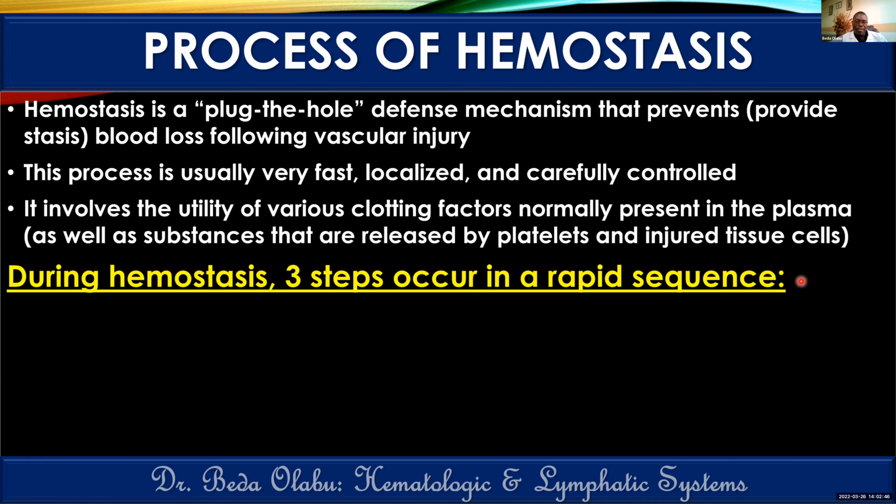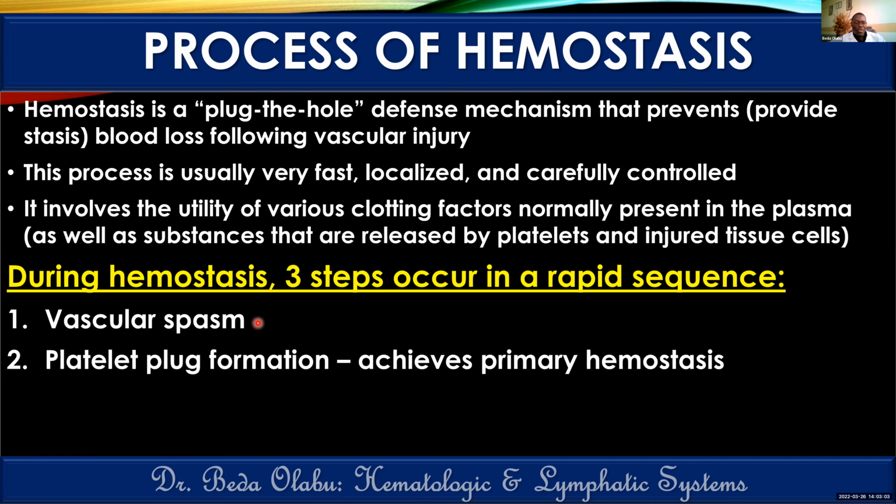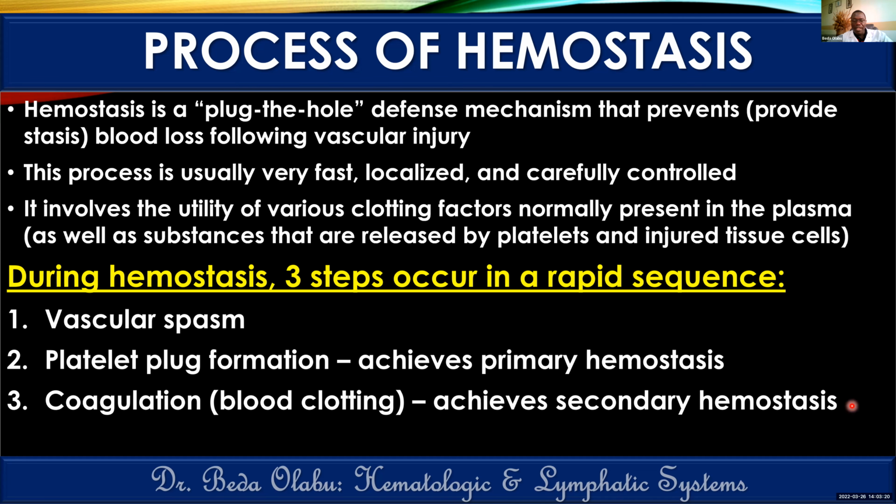Now, during hemostasis, there are 3 steps which occur in a very rapid sequence. And I want us to discuss hemostasis in light of those 3 steps. The first step is what we call vascular spasm. The second step is what we call primary hemostasis. Primary hemostasis involves formation of the platelet plaque. And then the third step is secondary hemostasis. Secondary hemostasis involves the clotting of blood, formation of a blood clot.